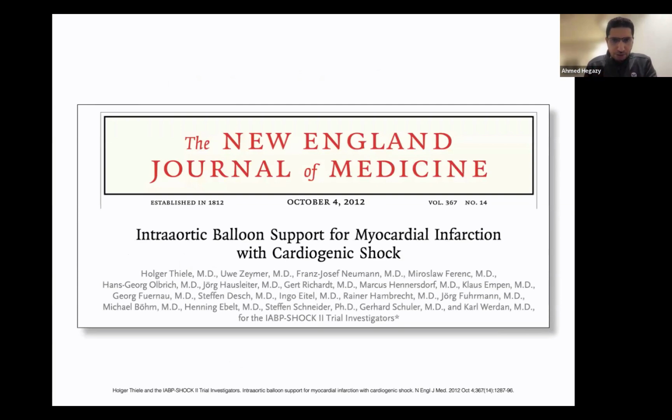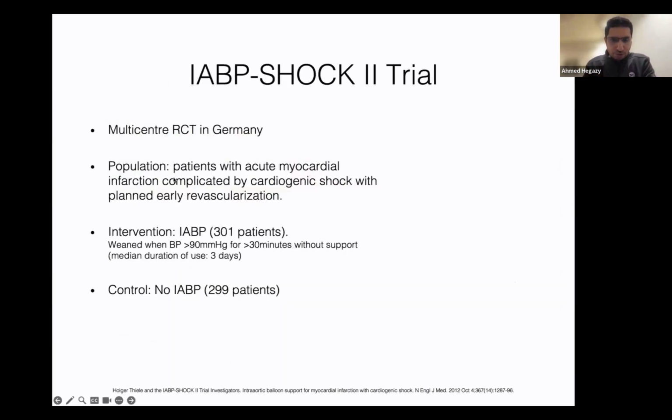It was a multi-center randomized control trial in Germany. And they randomized patients with acute myocardial infarction complicated by cardiogenic shock with planned early revascularization. They randomized them to either getting a balloon pump or not getting a balloon pump. So here, this is a relatively large study. They had a total of 600 patients, and all of these patients presented with cardiogenic shock because of an acute MI, and all of them had planned early revascularization.